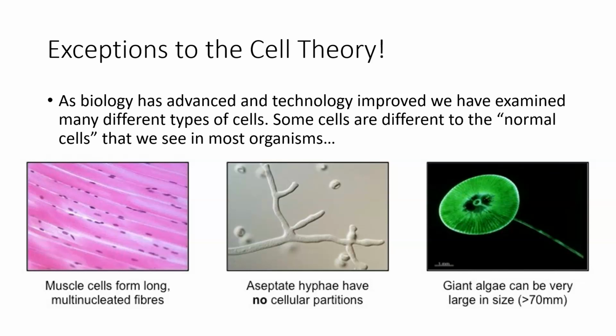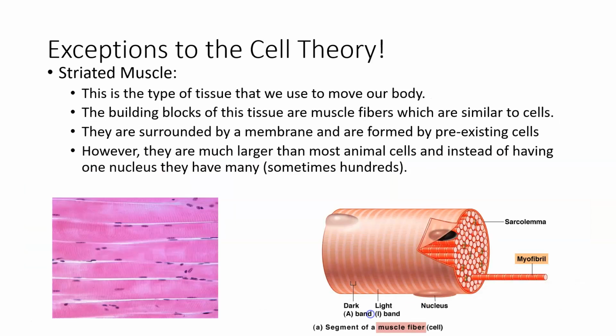We're going to get into more detail here, but just right off the bat, muscle cells, a fungus, and algae are exceptions to the cell theory, and these exceptions have really come about as the result of technological advancements and advancements to the protocols that we've used to identify cells and study cells. So let's jump into exactly what all of these are.